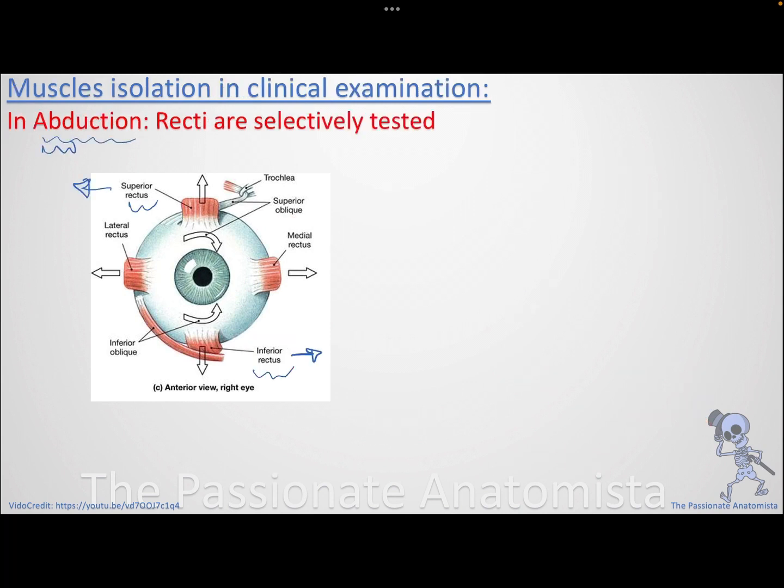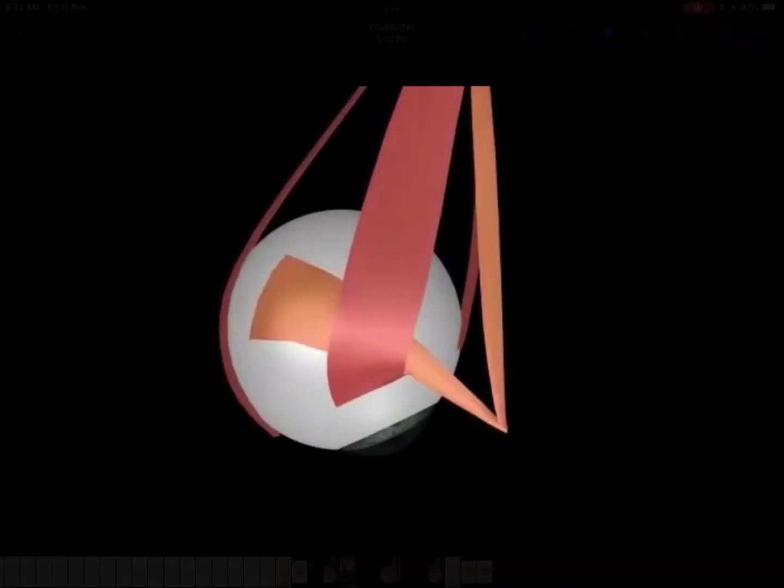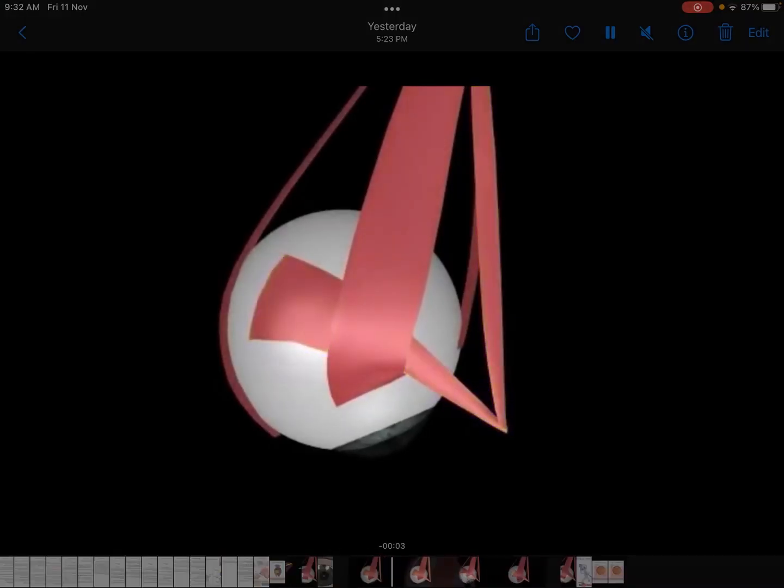In clinical examination, let's put all the functions aside and think about which muscles will work based on the eyeball location. If I am in the abduction outside, the recti will do elevation, depression. If I am in adduction position, the obliques will do the function. Superior oblique will do depression, and inferior oblique will do elevation. Can you see?